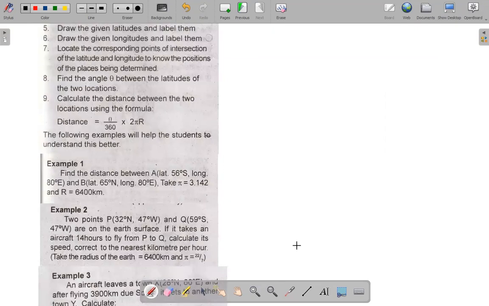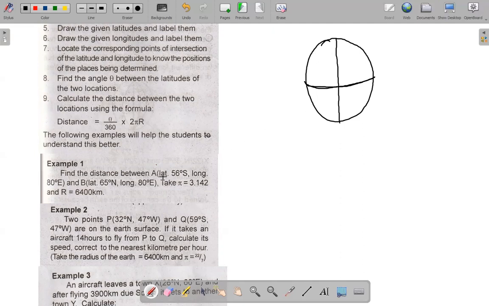So the first example says, find the distance between A, which is on latitude 56 degrees south, longitude 80 degrees east, and B, latitude 65 degrees north and longitude 80 degrees east. Take pi to be 3.142 and R to be 6,400 kilometers. So you draw your sphere. Draw your prime meridian. Draw the equator. This is a must to do because they are the reference points.